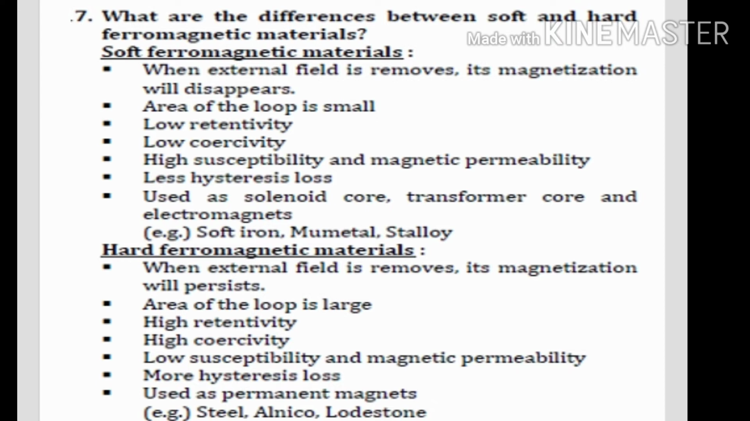Next, let us discuss hard ferromagnetic materials. When the external field is removed, the magnetization will persist and will not disappear. The area of the loop is large. It has high retentivity. It has high coercivity. It has low susceptibility and magnetic permeability. More hysteresis loss. Used as permanent magnets. Examples for hard ferromagnetic materials are steel, alnico and lodestone.